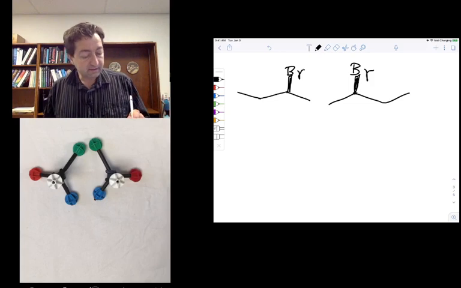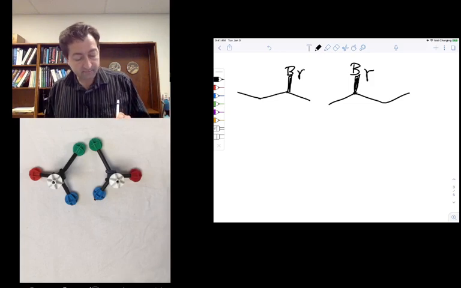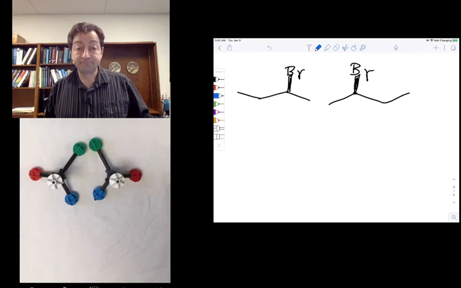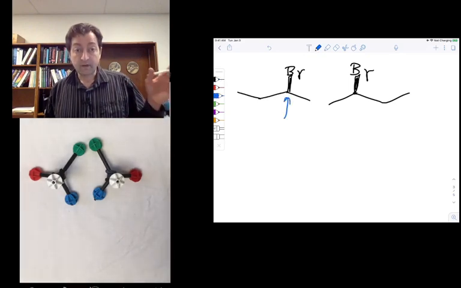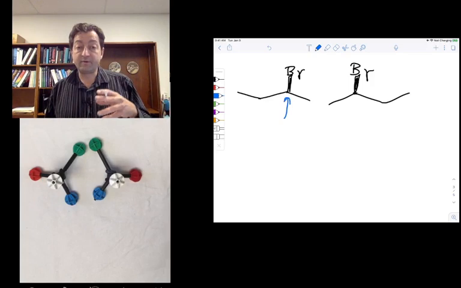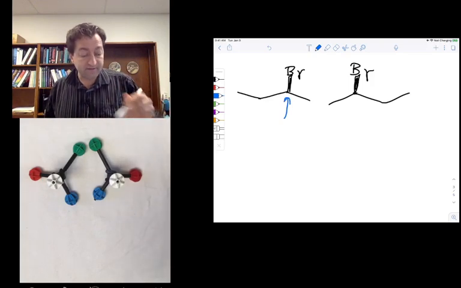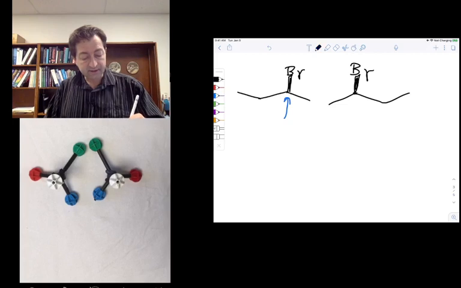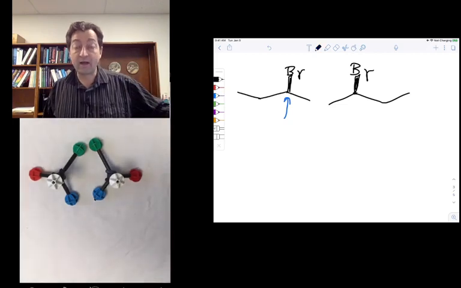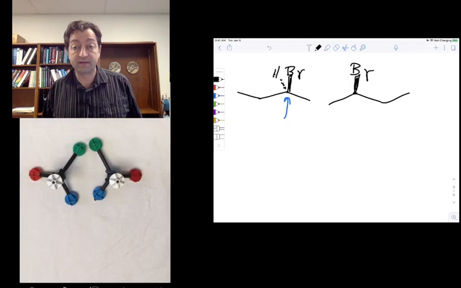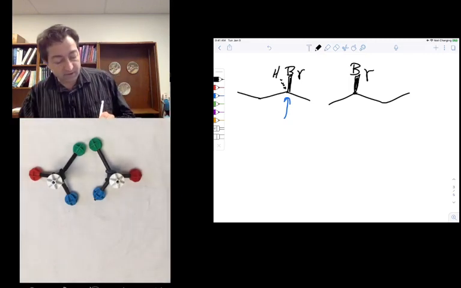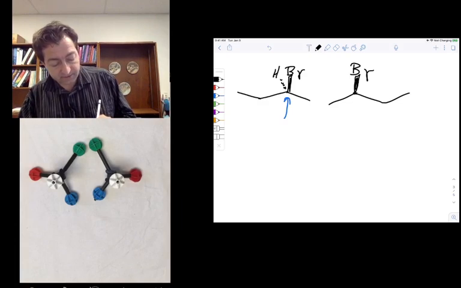So what we've got here at this blue carbon atom is an ethyl group on one side. We've got a methyl group on the other side. We've got a bromine on one side. And of course, we haven't explicitly drawn it in, but we know that it's there, a hydrogen atom pointing towards the back, away from us in the way that we've drawn this particular molecule. And of course, that hydrogen atom is also present on this other molecule here.